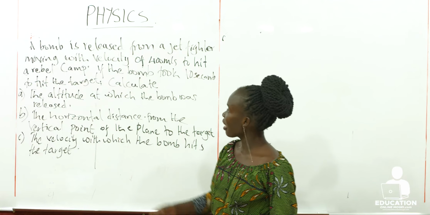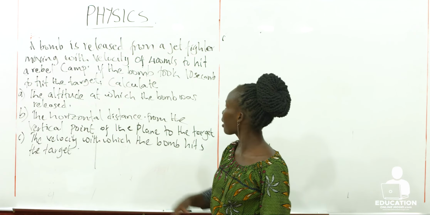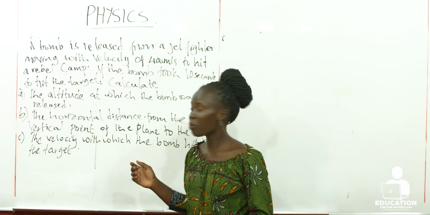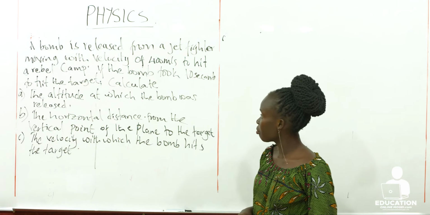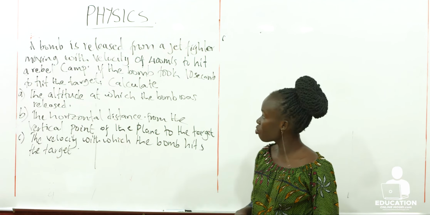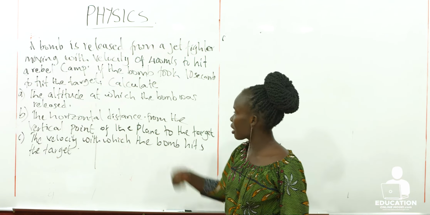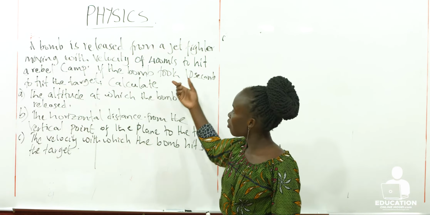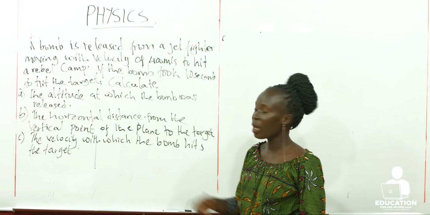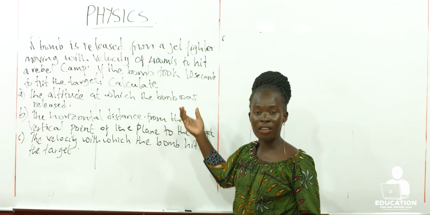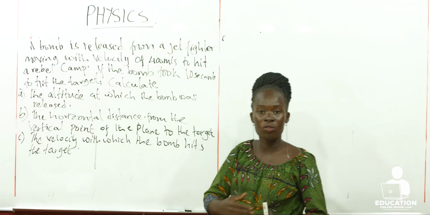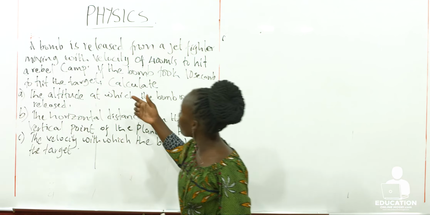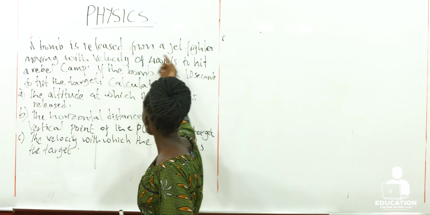So our question is saying that a bomb is released from a jet fighter moving with velocity of 400 meters per second to hit a rebel camp. If the bomb took 10 seconds to hit the target, we are calculating the altitude. So before we come here to calculate the altitude, let's first summarize our question. Do we have what kind of velocity is that? Is it for the motion in the horizontal direction, or is it for the vertical motion? So let's take a look at that. A bomb is released from a jet fighter.